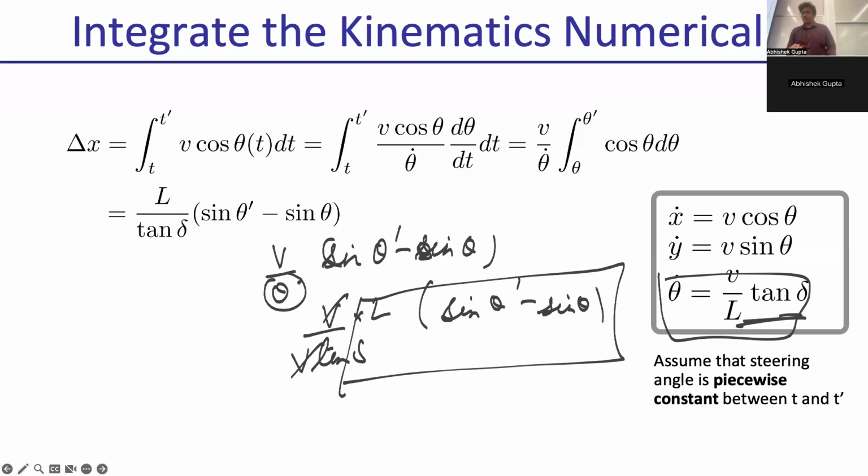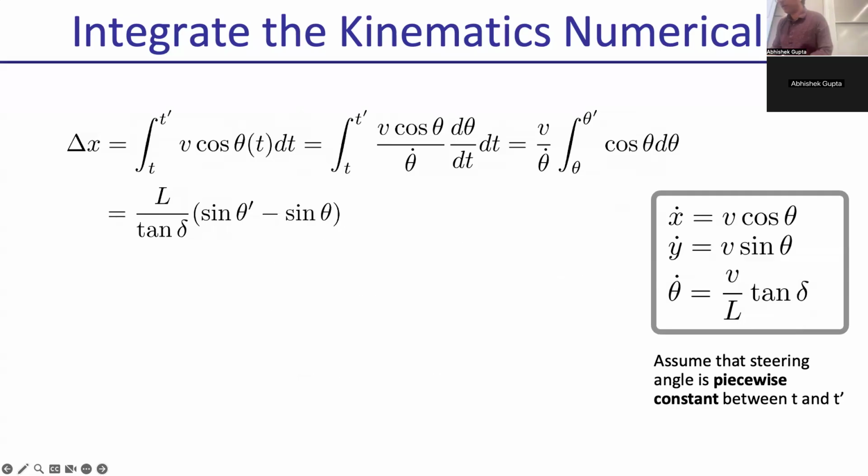It's a little bit confusing, but let's do a quick recap. We started by integrating v cosine theta. Theta itself is a function of t, so you have to convert this integral into an integral over theta. You multiply and divide by theta dot. V and theta dot are constant over this interval, so they come out. The integral of cosine theta is sine theta. Then you substitute in the value for theta dot from our identities. And so this is going to be our expression for delta x.